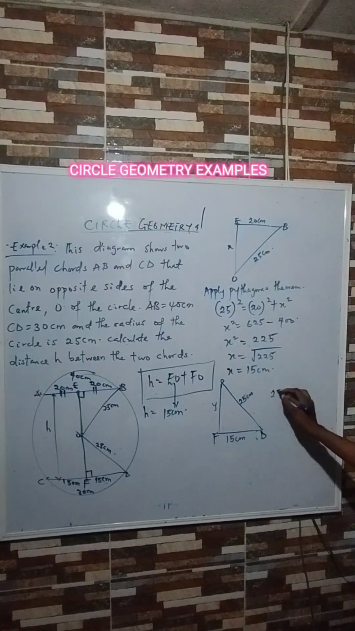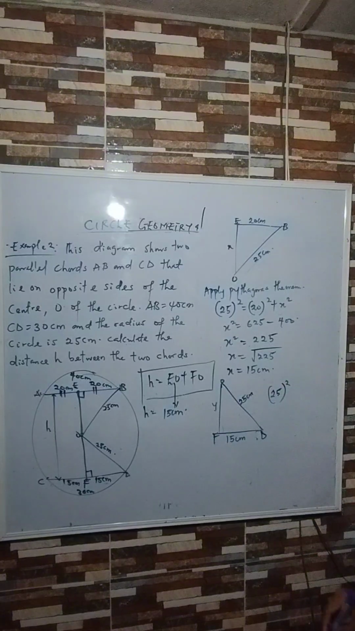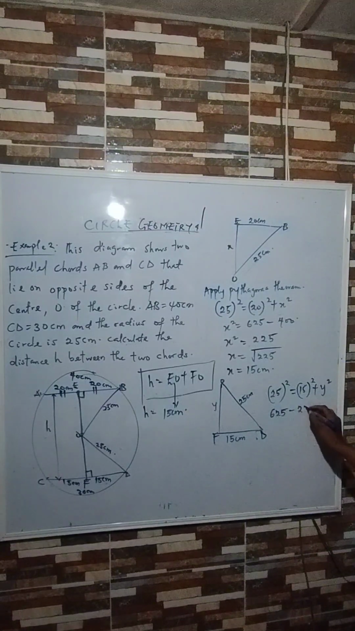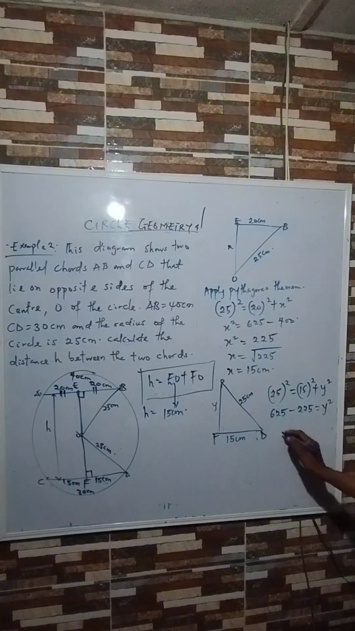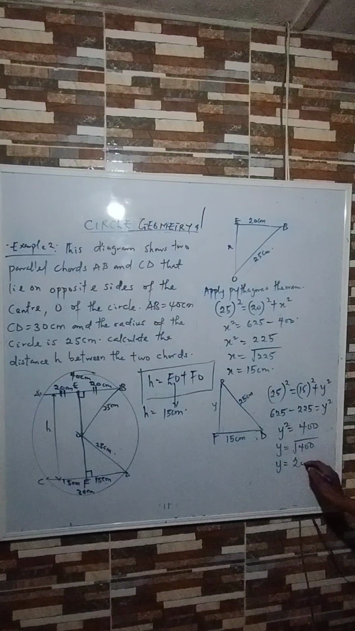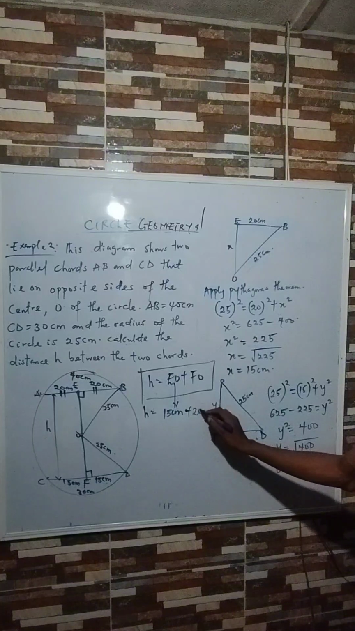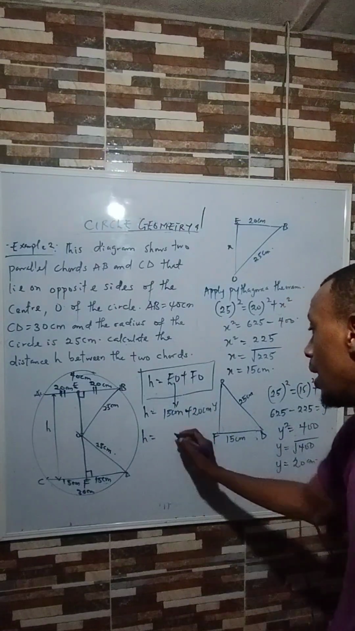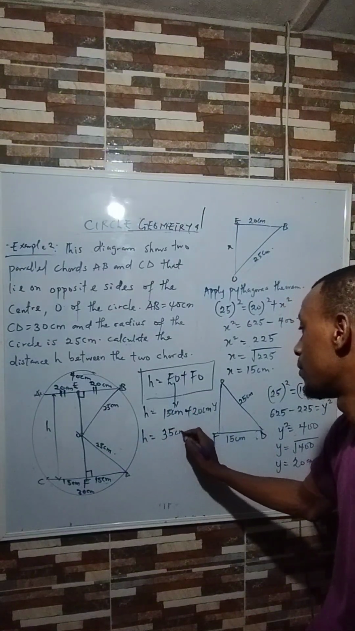So we can say that our 25 all square, by applying Pythagoras theorem, is equal to 15 all square plus y square. So this will give you 625 minus 225 is equal to y square. So our y square here should give you 400 and our y is equal to the square root of 400. So the value of y here is 20 centimeter. So our FO is 20 centimeter. What is the value of h now? Our h is 15 plus 20, and that gives you 35 centimeter.